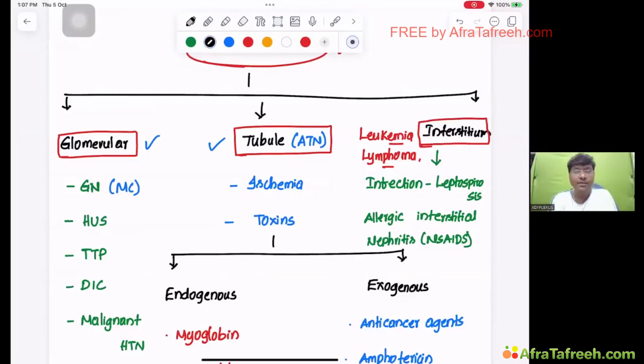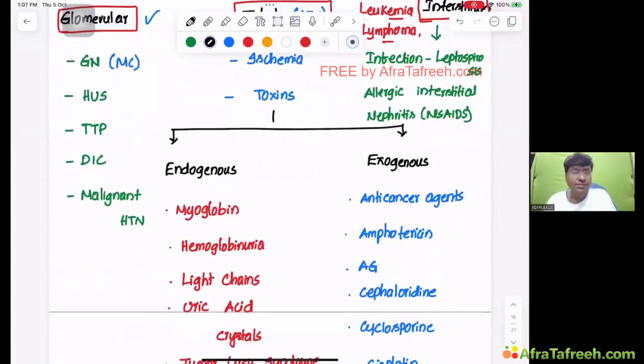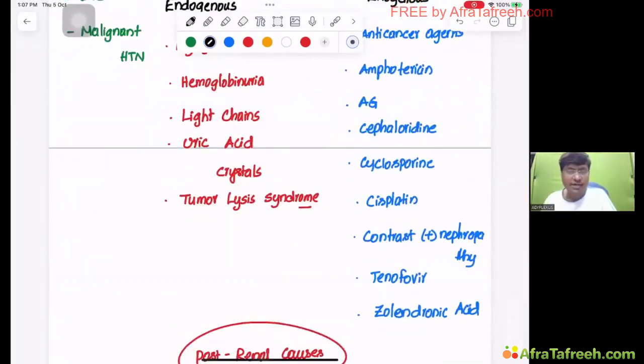Tubular causes will be like ischemia and toxins, and these toxins are mainly endogenous as well as exogenous toxins. These endogenous toxins include myoglobinuria, hemoglobinuria, light chains, uric acid crystals, and tumor lysis syndrome. And exogenous toxins are mainly drugs, anti-cancer agents like cisplatin, amphotericin B, aminoglycosides, cephaloridine, cyclosporin, and then cisplatin, which is an anti-neoplastic drug, contrast-induced nephropathy, tenofovir, and zoledronic acid.